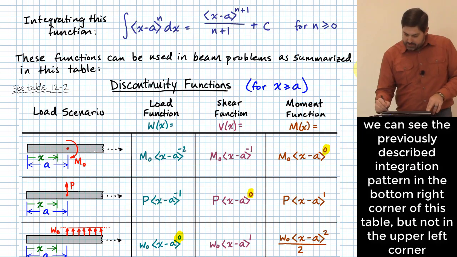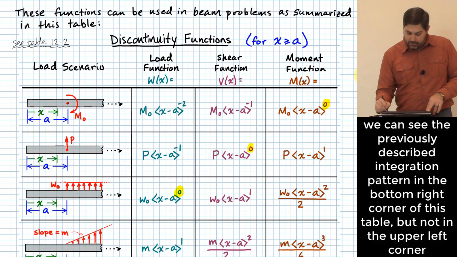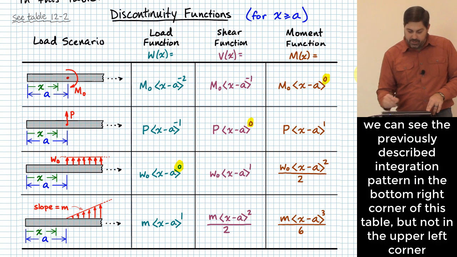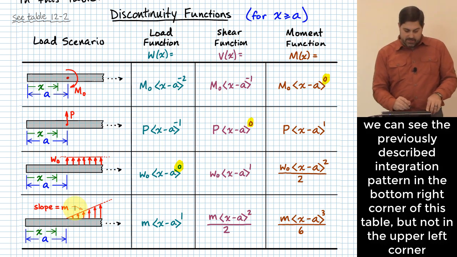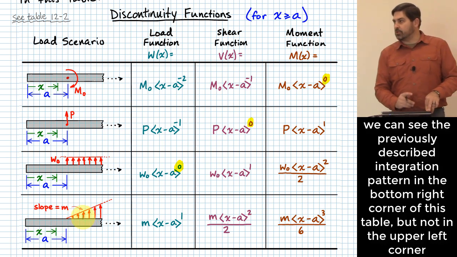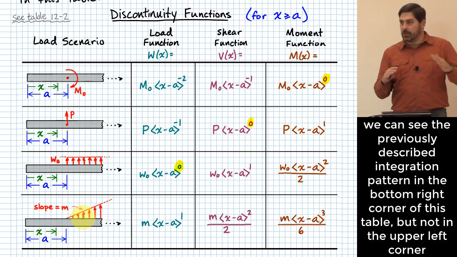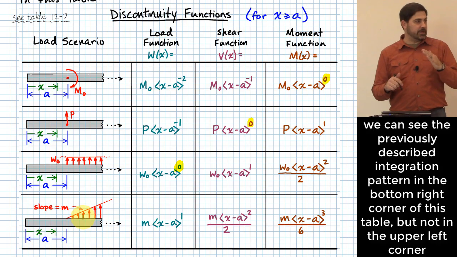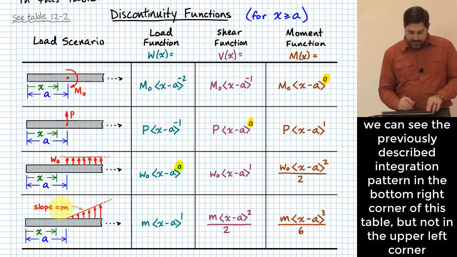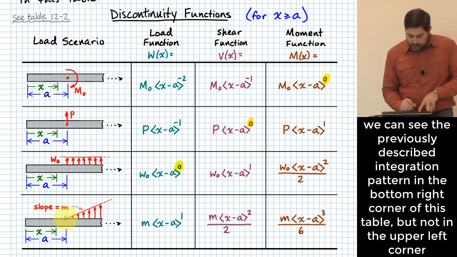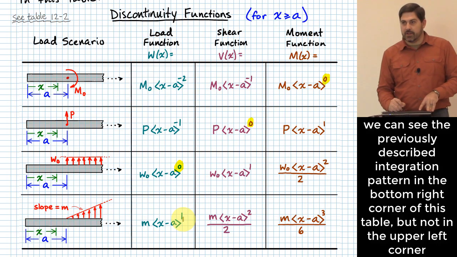Okay? Now let me show you this. We have one more example of these discontinuity functions that are applied to different kinds of loading. This last one is applied to a triangular load, right? A load that has this constant slope to it with regard to how it is defined. And that slope is actually given with the variable m in this figure right here. Okay, notice how this one starts with a power of 1 on these Macaulay functions.